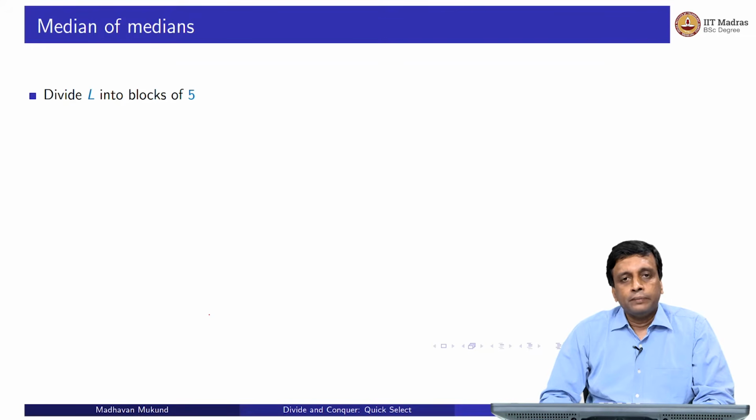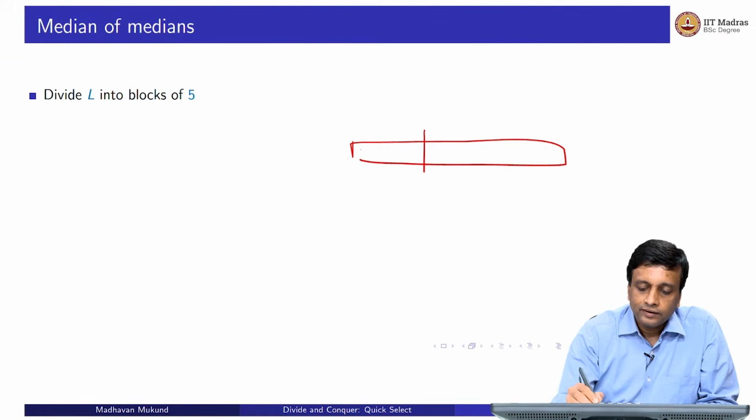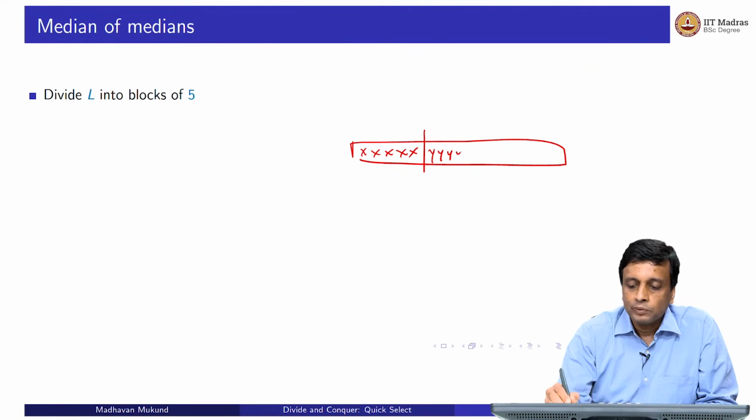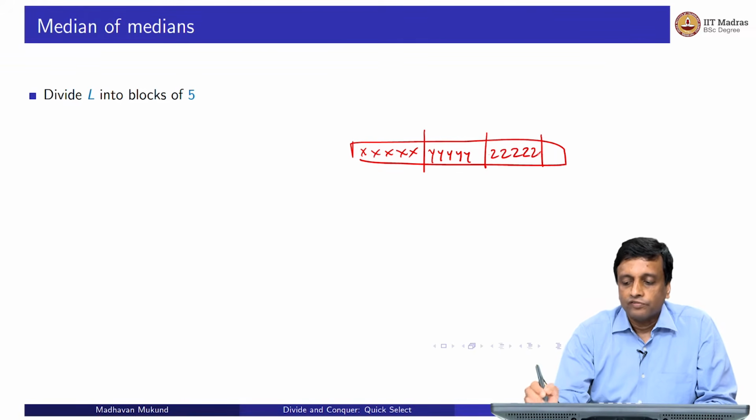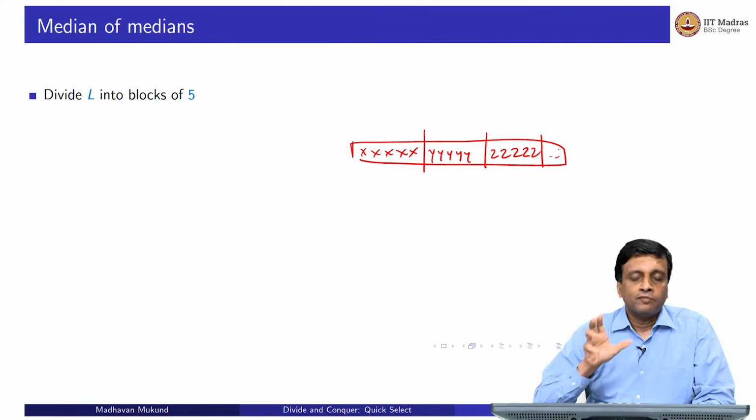This is called the median of medians. So what we will do is we will divide L into blocks of 5. So we will take our list, and then we will write the first 5 elements and then the next 5 elements. So we will just block it off into blocks of 5, the first block of 5 elements, the second block of 5 elements, and so on.